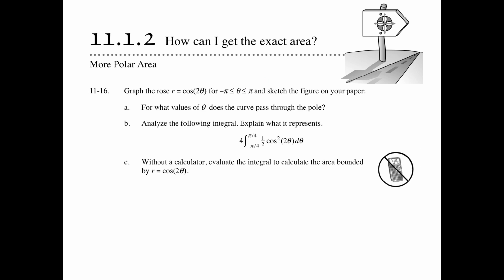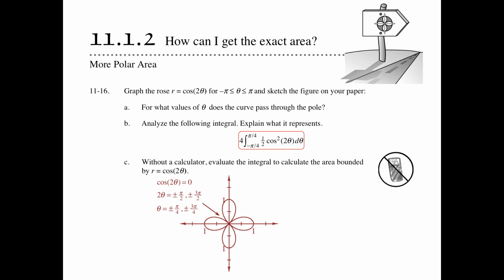Problem 11-16 explores the area contained by all 4 petals of the polar curve for r equals cosine 2 theta. After sketching this region, Part A will ask your students to determine all values of theta for which the graph passes through the pole. And there are 4. And then Part B will ask teams to interpret an integral expression that could be used to compute this area.